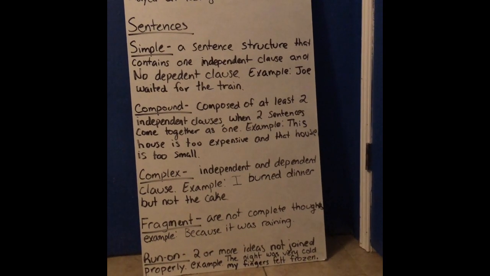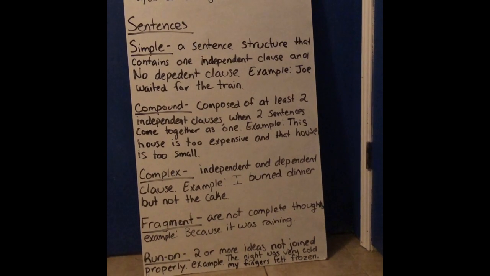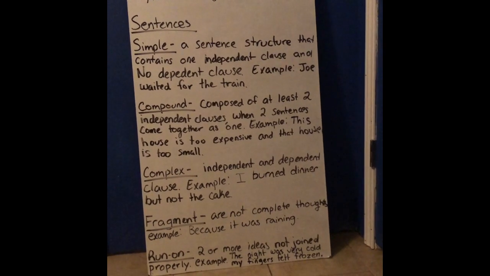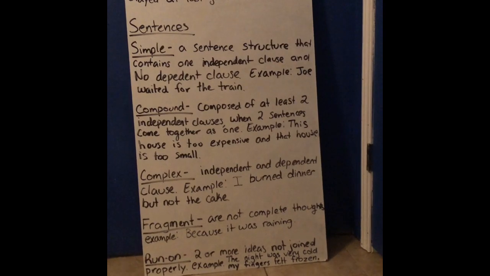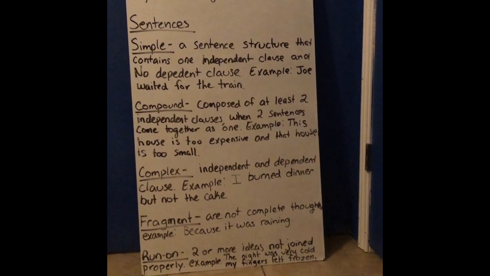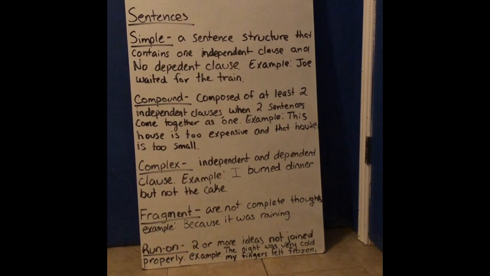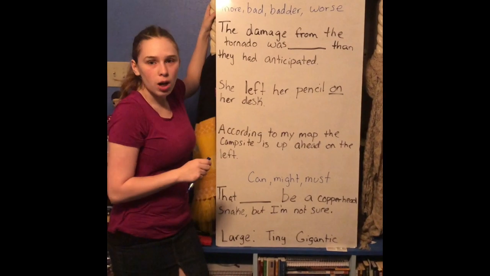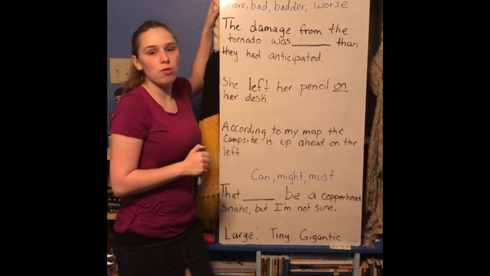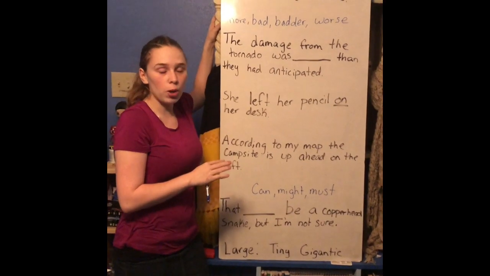A fragmented sentence is one that is not a complete thought. An example would be, because it's raining. A run-on is 2 or more ideas that are not joined properly. An example would be, the night was very cold. My fingers felt frozen. Okay, now I'm going to do some examples and practices with you of the words we just kind of went over.